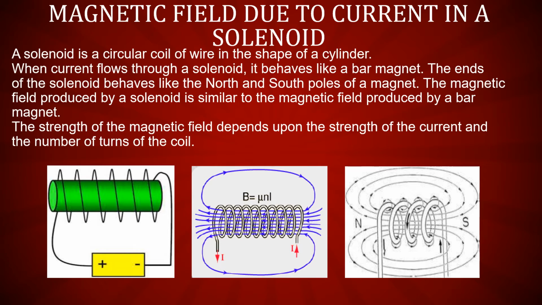Now, as you can see, if we plot the direction of the magnetic field of this solenoid, we get figure 3, which is quite similar to the magnetic field lines drawn for a bar magnet.